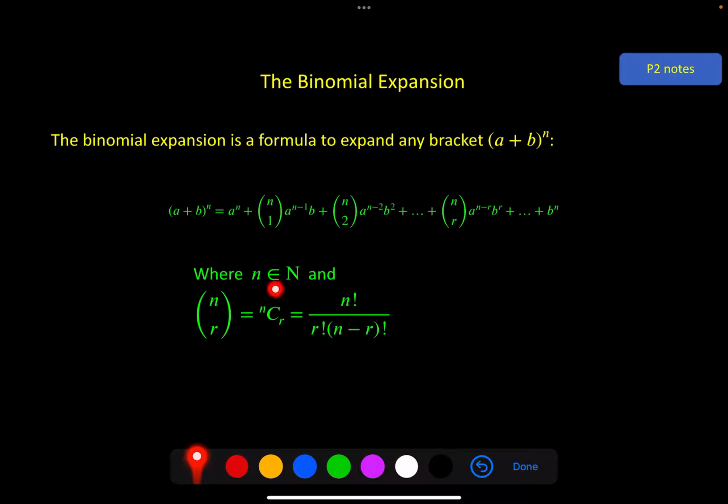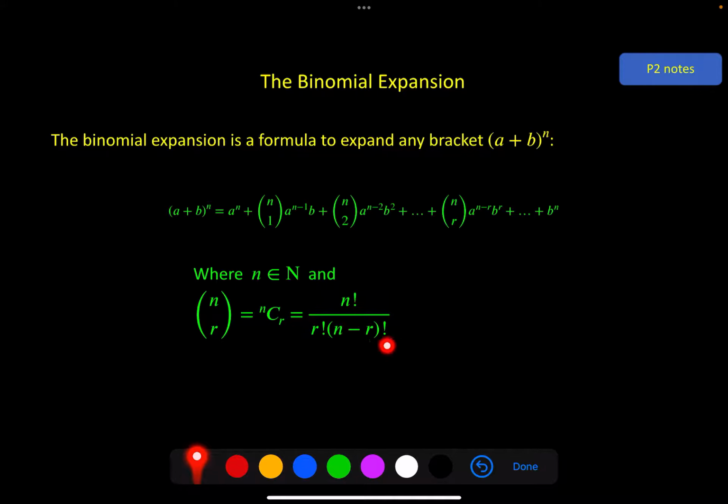Remembering n here is part of the natural numbers, a positive integer, and this notation, n r in a bracket, which you will see in the formula, is the same as this notation, which is the one on your calculator probably, and both of those are denoting this formula here. So you can use this formula, and in the Edexcel formula booklet I'm pretty sure this is given to you as well, but generally speaking it'll be quicker and easier to use your calculator button.